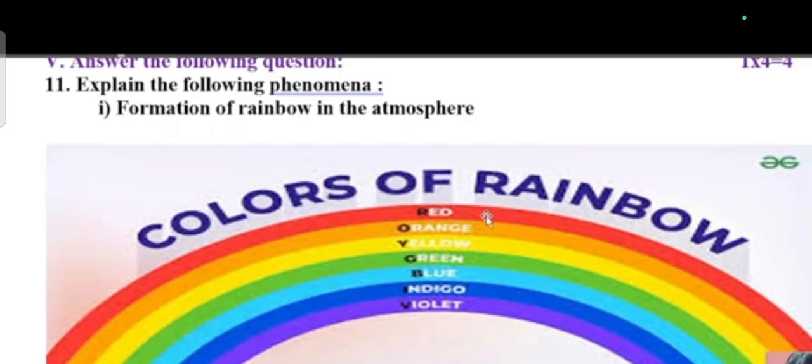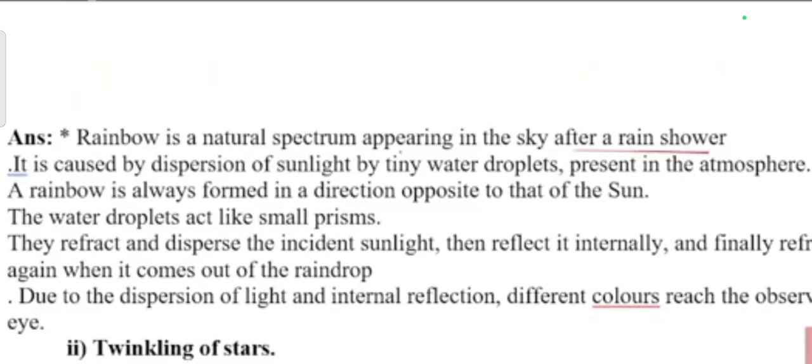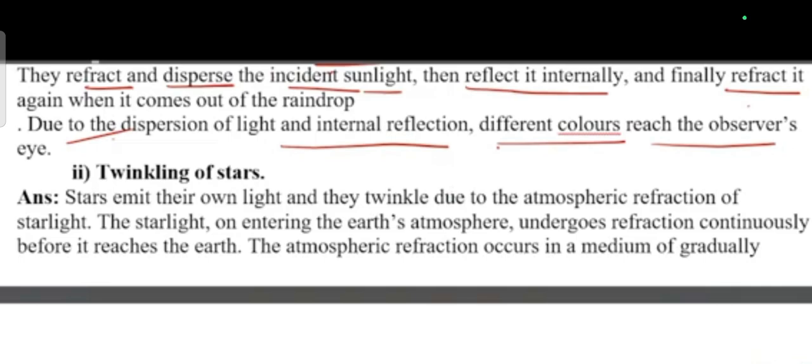Next, answer the following question. Explain the following phenomena. Formation of rainbow in the atmosphere. How does a rainbow form? Write down the answers or take a screenshot. Next, twinkling of stars. How do stars twinkle? So this is the answer. I'm not explaining the answer because the video will become longer.